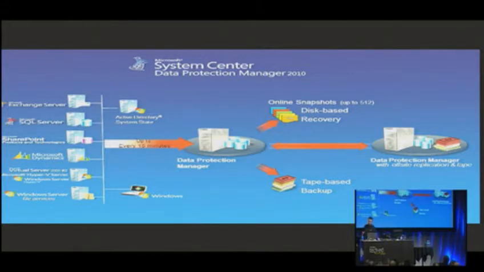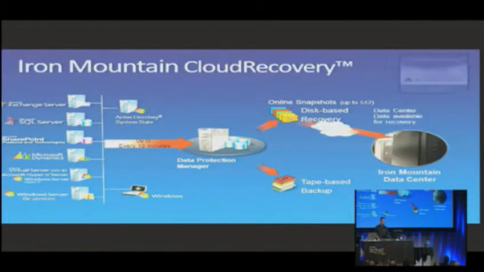So we talked about disaster recovery, and we always talked about it making an assumption that you've got two sites, right? Not everybody does. So let's talk about some of the scenarios where, if you don't have a secondary site, some options that you have. So this is the standard DPM design.